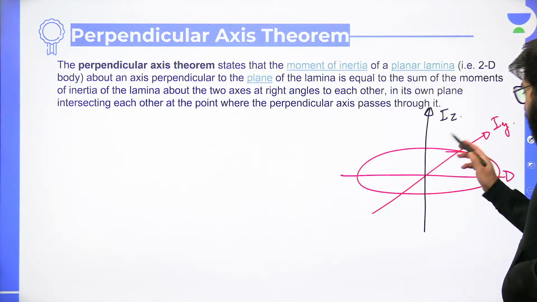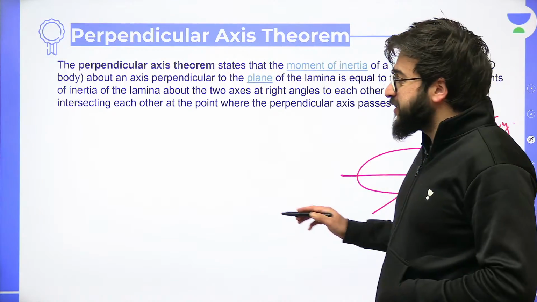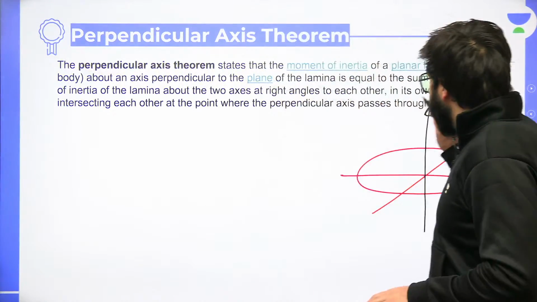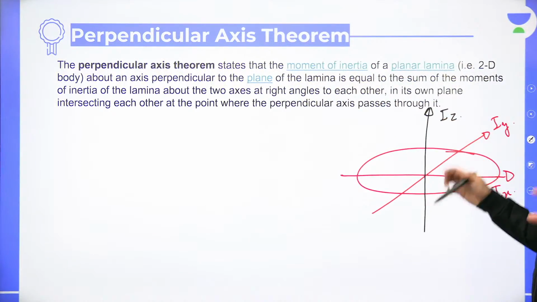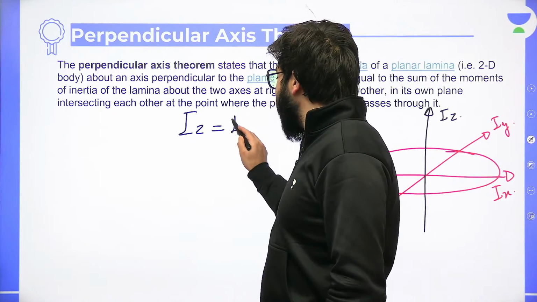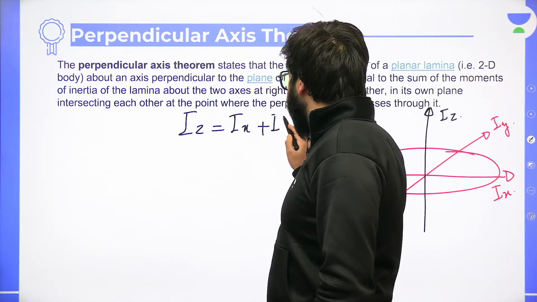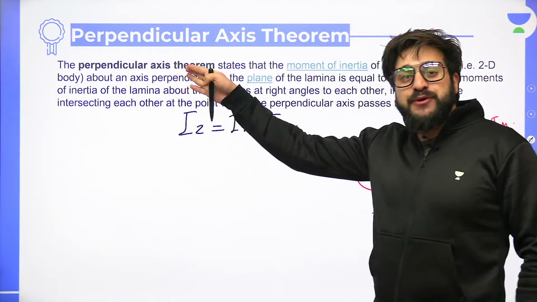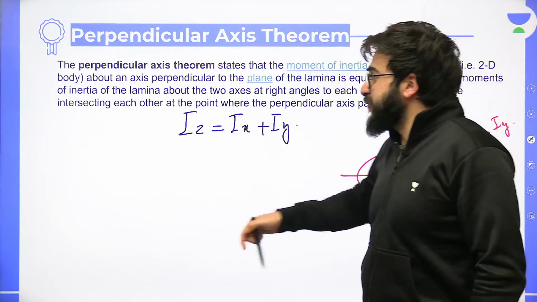So we can find this moment of inertia about this axis Iz. So we say, sir, that Iz is nothing but Ix plus Iy. Understand? Now there are some points that you can read from the screen itself.